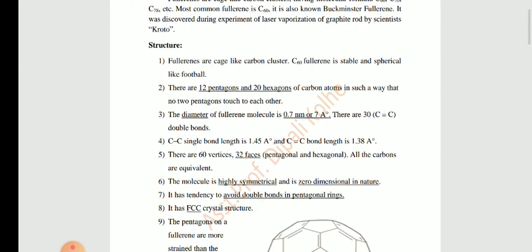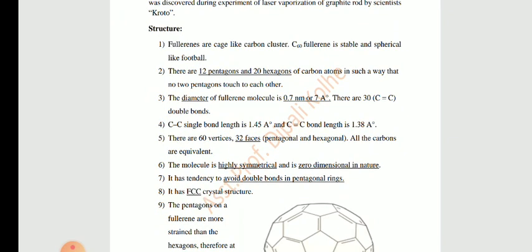Okay, the structure of fullerene. There are so many points in the structure. Let's see one by one. The first one, fullerenes are cage-like carbon clusters. C60 fullerene is very stable and it is spherical in shape. The shape of C60 fullerene is just like a football. There are 12 pentagons and 20 hexagons of carbon atoms in C60 fullerene, with a restriction that no two pentagons touch each other. The diameter of the fullerene molecule is 0.7 nanometer or 7 angstrom.